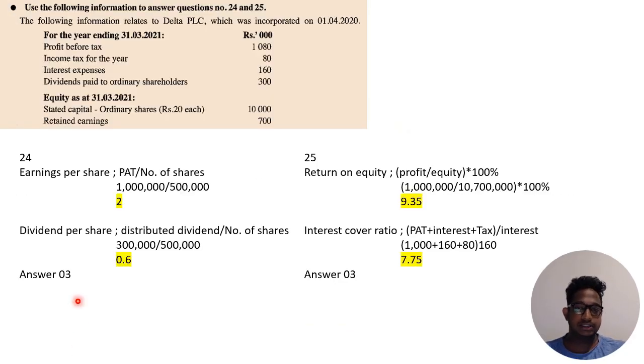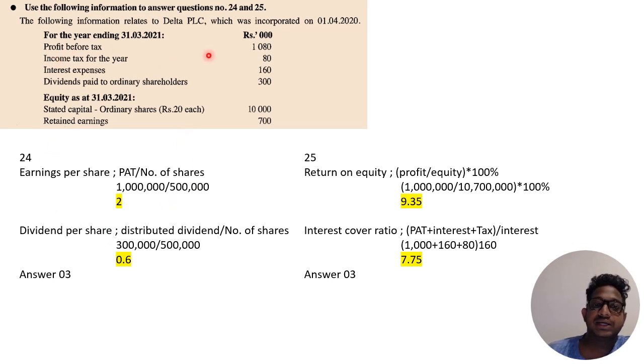And here, question number 24 and 25, you have to answer from this information. So 24, earnings per share. They're asking for earnings per share. So you have to get the profit after tax divided by the number of shares. So how do I find the number of shares here? The stated capital total is 10 million and the per share value is 20. So 10 million divided by 20, then you are getting the number of shares. So your number of shares is 500,000.